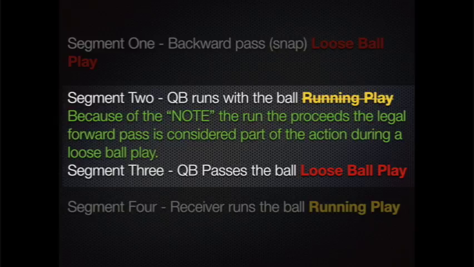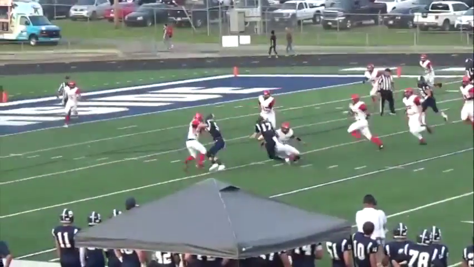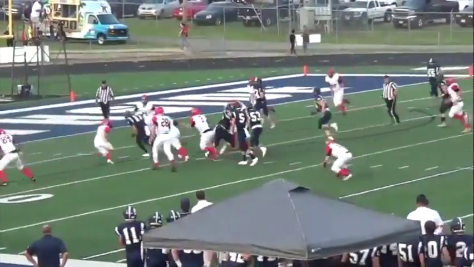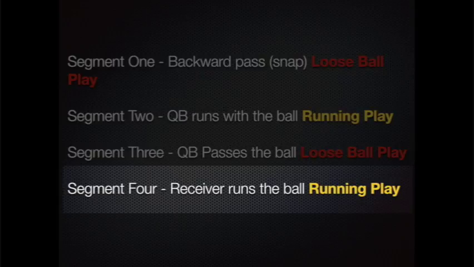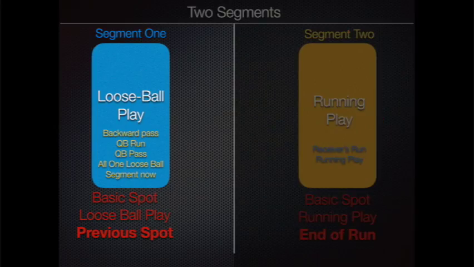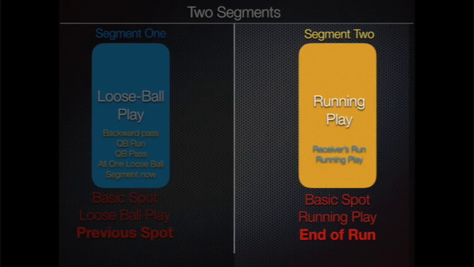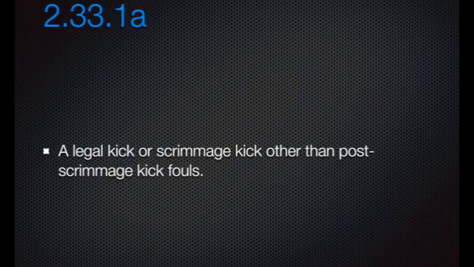This is getting a little too complicated. I want to keep moving, though. But then when the receiver catches the ball, the loose ball play ends and a running play begins. So if you have a foul during the loose ball play, you have one enforcement spot or one basic spot. And then while the runner is running with the ball, you have a running play in a different basic spot. Let's keep moving.